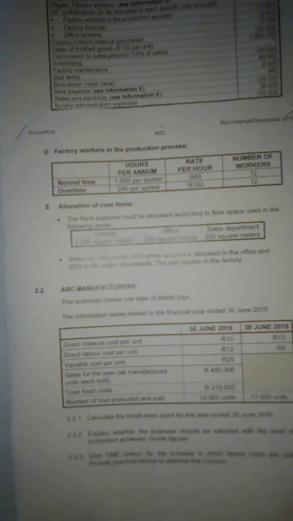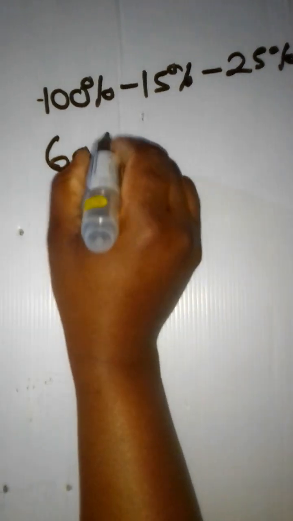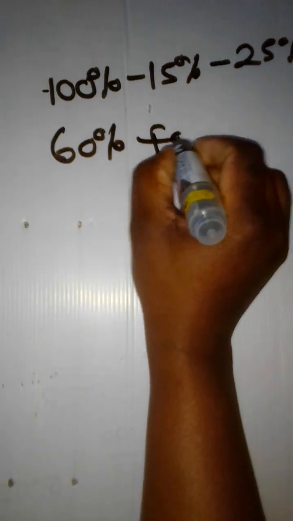Let me do the calculation here. From 100%, we are told 15% is taken by the office, so we say minus 15% and also minus 25% for the sales. So 100 minus 15 minus 25, we are going to remain with 60% for the factory. So we are simply supposed to calculate 60% of the total water and electricity.